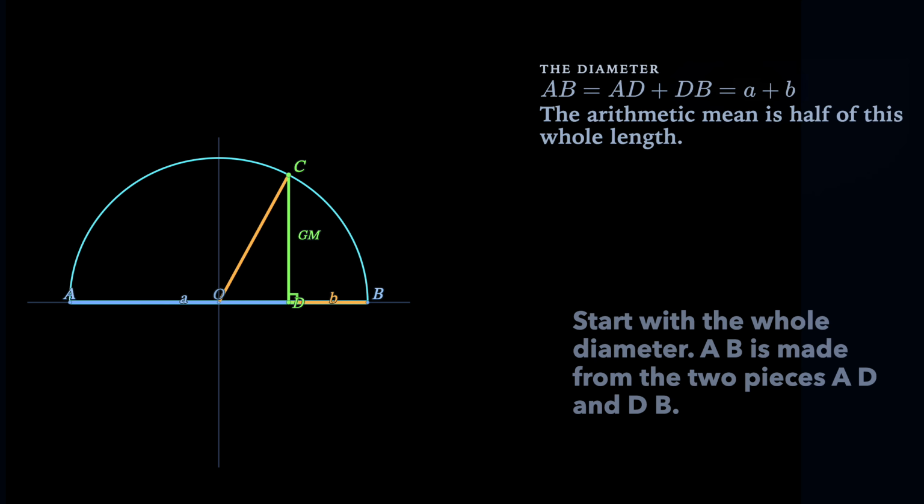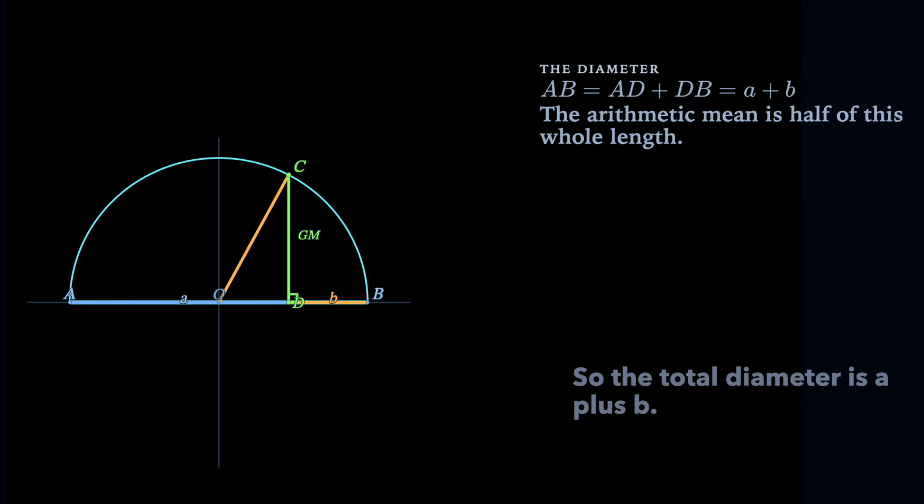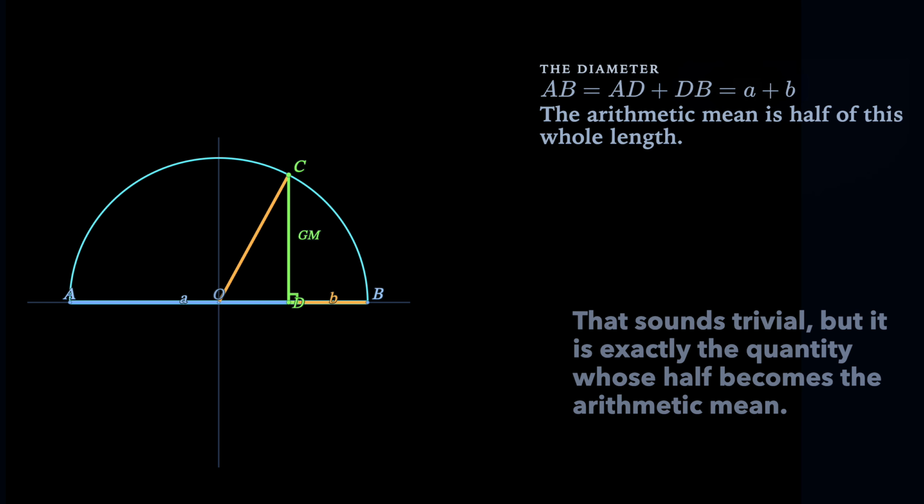Start with the whole diameter. AB is made from the two pieces AD and DB. So the total diameter is A plus B. That sounds trivial, but it is exactly the quantity whose half becomes the arithmetic mean.